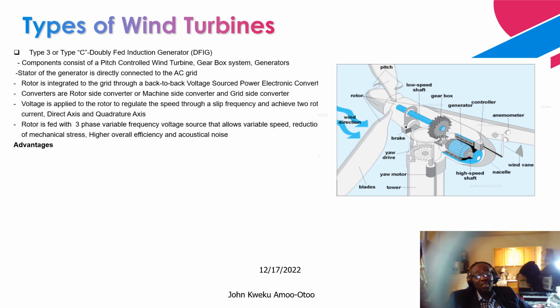And on the grid side, the converter helps us export, or exchange, active and reactive power to the grid, right? Okay, so the voltage applied to the rotor, like I mentioned, has the goal of regulating the speed of the rotor through a slip frequency, and that helps us achieve two components of rotor current, the direct axis and quadrature axis current, based on the type of vector control scheme that we are utilizing. The direct axis can control the reactive power, and the quadrature axis can control the active power.